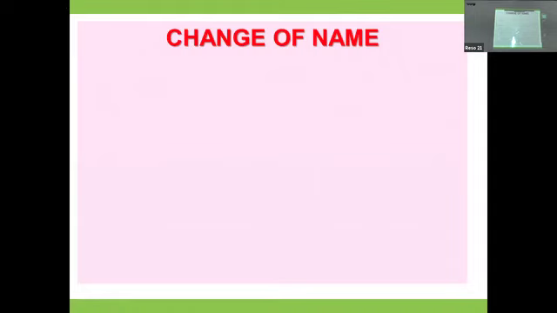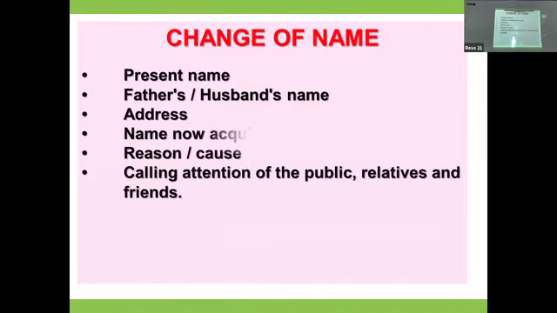Now, one more advertisement regarding public notice. Till now, it is not reflected in the exam, but it is in the syllabus, so we should know. So, change of name.